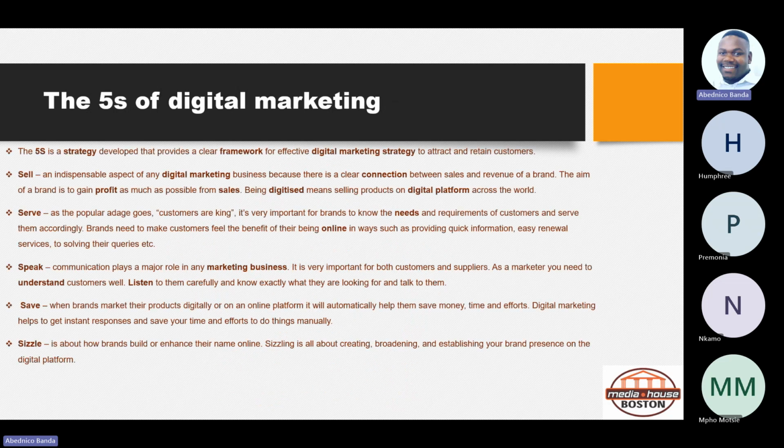So I'm going to unpack the 5S framework. Now when you're doing the assignment again, you need to ask yourself how you are going to apply the 5S on the Peugeot Baki, if you remember. How is it going to sell? How is it going to save? How is it going to speak? How is it going to serve cost? And how is it going to seize? So the 5S is a strategy developed that provides a clear framework for effective digital marketing strategy to attract and retain customers. So let's look at the first S, sale.